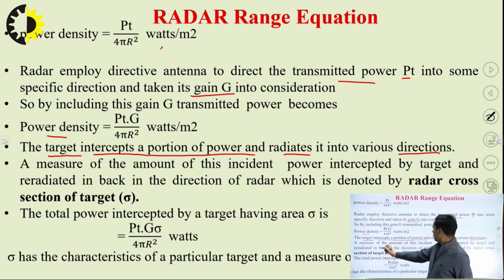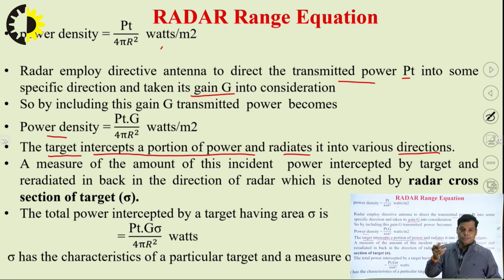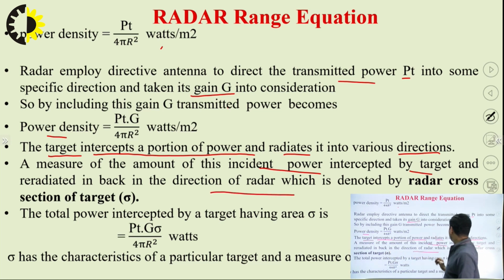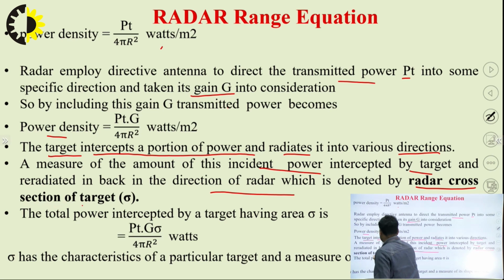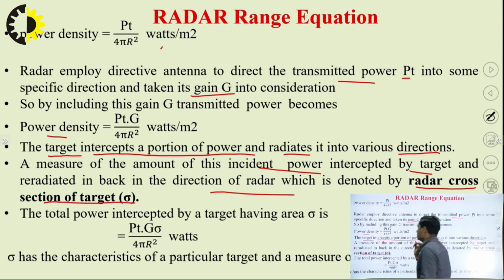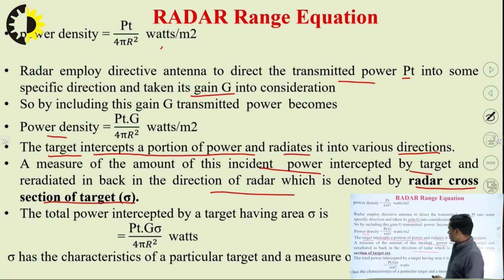So a measure of this amount of power which has been reflected back by the interception of the target, the incident power intercepted by the target and re-radiated back in the direction of the radar, is denoted by the radar cross section of the target, which is simply denoted by the symbol sigma.